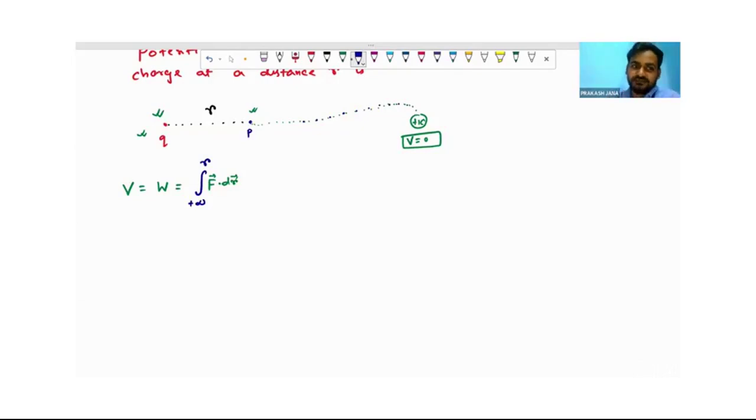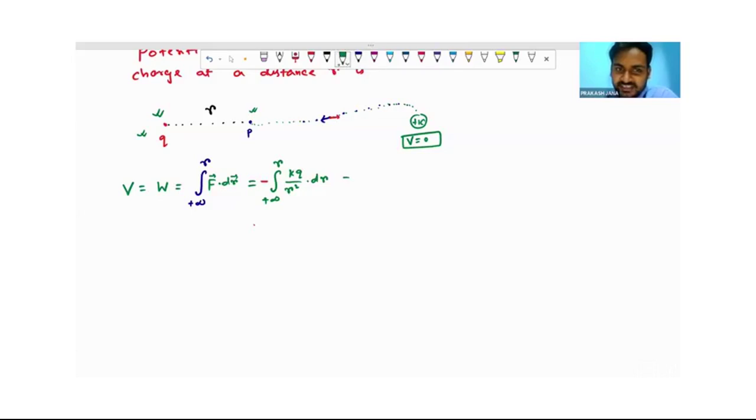Okay, so see here, integration from infinity to r of F dot dr. F means what? K q by r square dr. A negative sign will come. Why? See, the direction of the force by this q charge and the direction of the displacement is just opposite. That is why a negative sign will come.